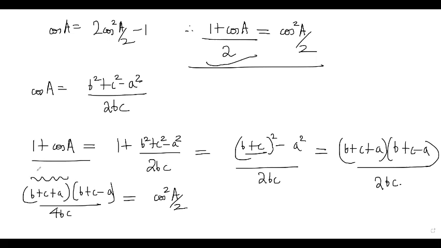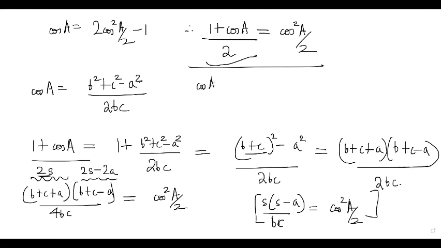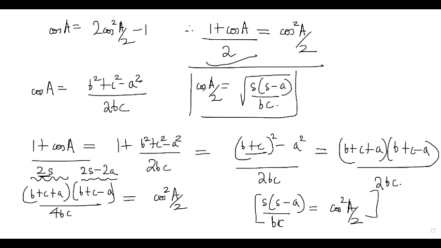Now b plus c plus a can be written as 2s, and b plus c minus a is 2s minus 2a, right? Because 2s is a plus b plus c, and 2s minus 2a will be b plus c minus a. So what you will get is s into s minus a by bc is equal to cos square A by 2, and therefore cos A by 2 will come out as the root of that. This is a standard formula that might feel weird right now, and you might not remember it, but don't worry, you will have to use it so many times that you will remember it eventually. Why 4bc? Because cos square A by 2 is 1 plus cos A by 2, so 2bc by 2, right?